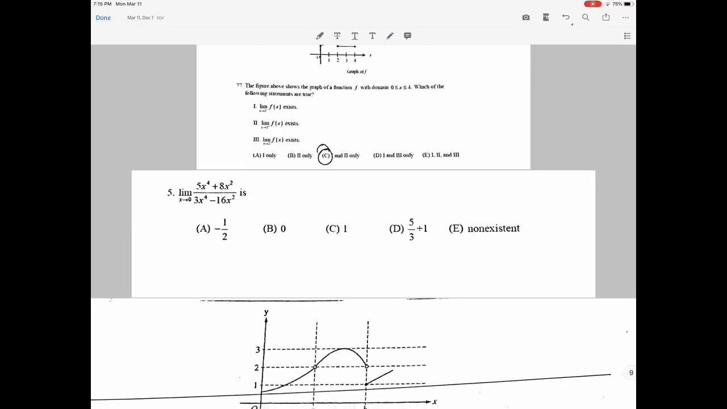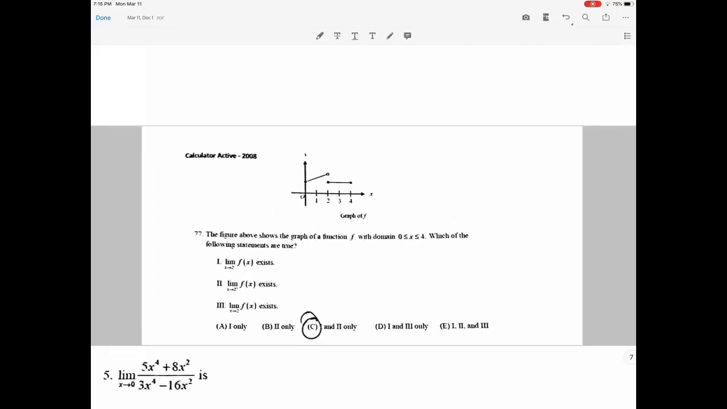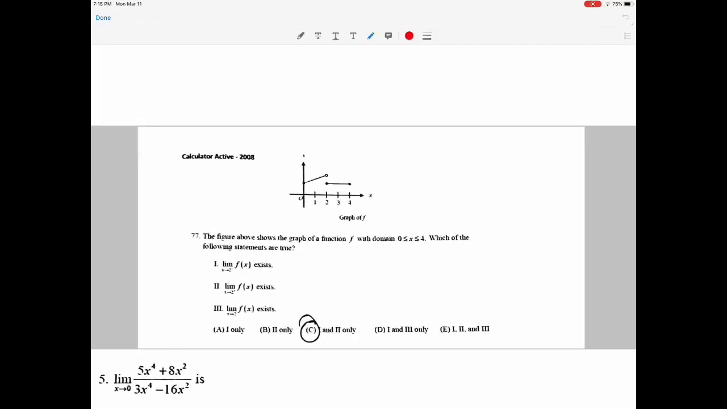We go to question number 8, which says the figure above shows the graph of a function f with domain 0 to 4. Which of the following statements are true? Limit as x goes to 2 from the negative side exists. From the negative side, as we can see, it exists. True.